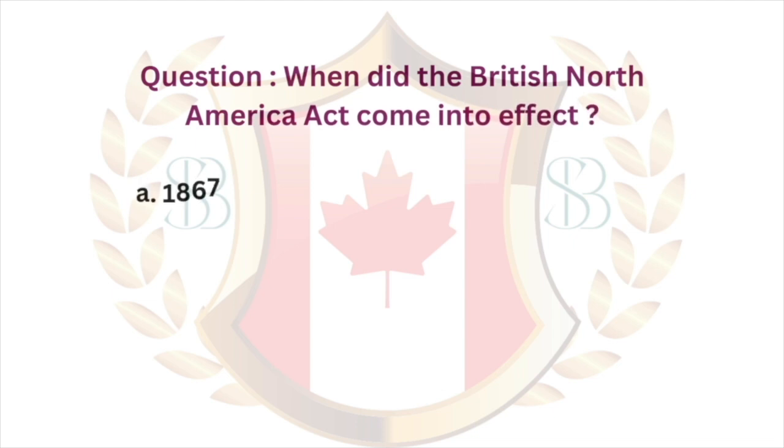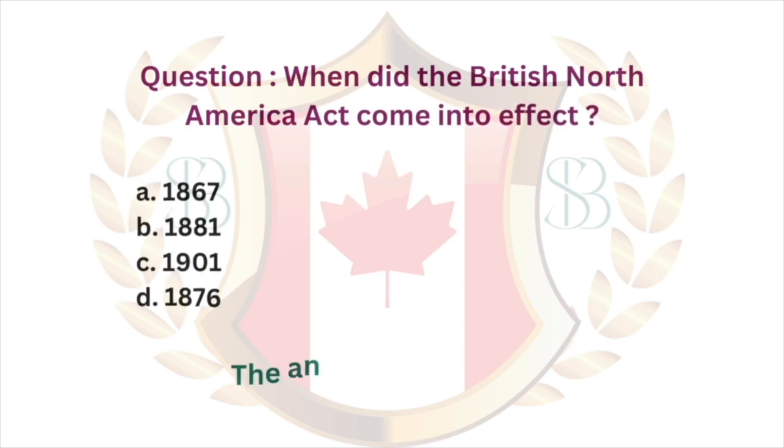Question. When did the British North America Act come into effect? A. 1867. B. 1881. C. 1901. D. 1876. The answer is A. 1867.